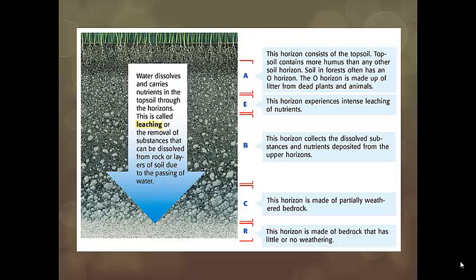There is also an E horizon, which we didn't talk about. Not all soil areas have the same profile. So this is called a soil profile. And not everywhere has a profile exactly like this. So there's sometimes an E horizon, which is made from intense leaching of nutrients out of the soil. And then the B horizon underneath that, which collects the dissolved substances, nutrients from those upper horizons. Below that is the C horizon, where the weathered bedrock is. And then finally the R horizon, that is pretty much solid rock.